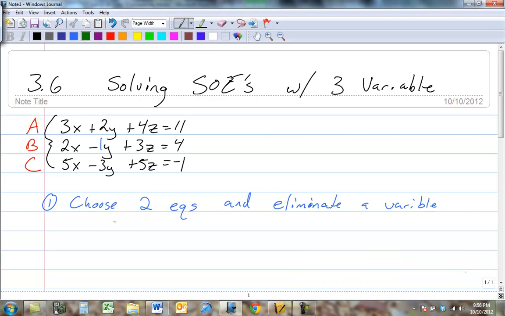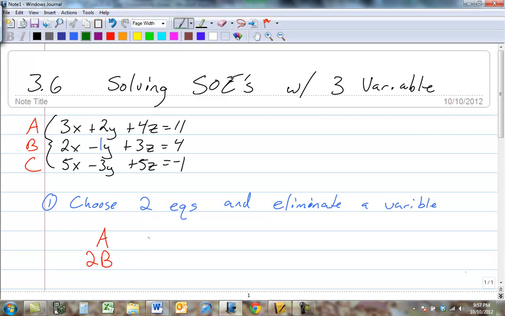So I'm going to take, let's start off with A and B. Now, the thing is, if I'm going to eliminate the y's using equations A and B, what do I got to do to B? I have to multiply it by 2.